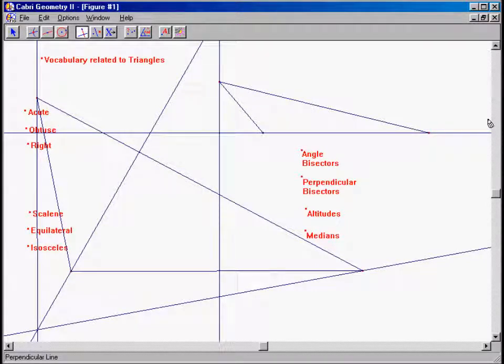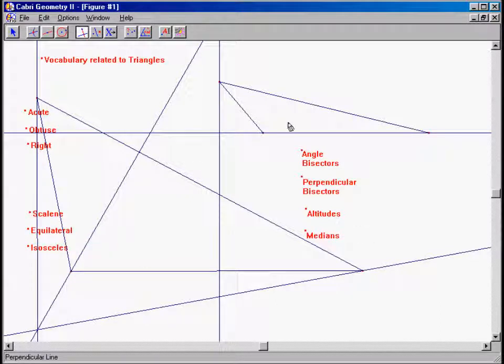Now let's go through our terms again. Acute triangles: all the angles are smaller than 90. Obtuse triangles: one of the angles is obtuse. A right triangle: one of the angles is right. There can only be one obtuse angle, and only one right angle per triangle. But for acute, all three have to be acute. There are scalene triangles that have no sides the same. There are equilateral triangles that have all sides the same. And there are isosceles triangles that have at least two sides the same.